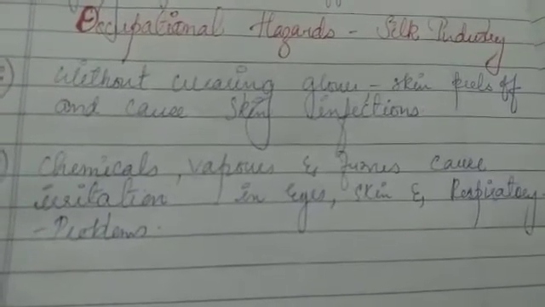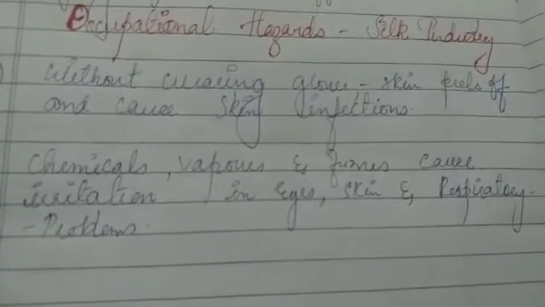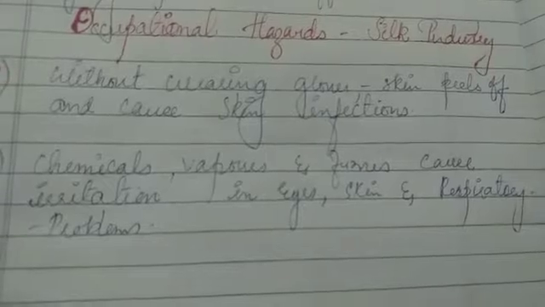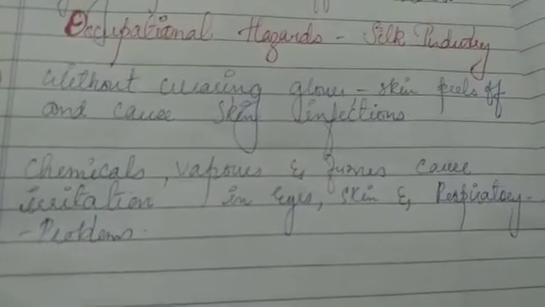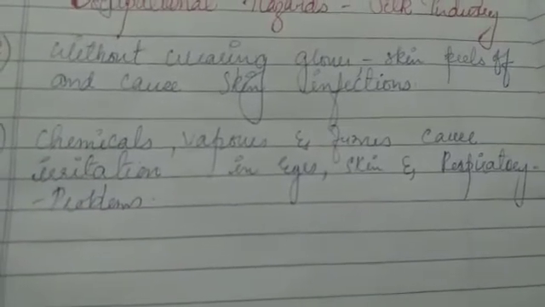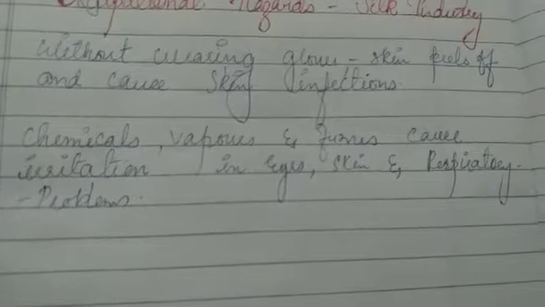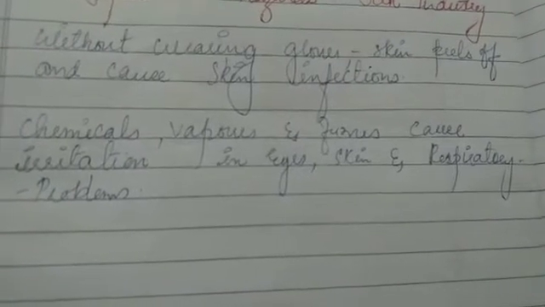First one is, if the workers are not wearing their gloves, what will happen? As they come in contact with boiling water, their skin will peel off and hence they will get skin infections. And due to the chemicals, vapors and fumes, what will happen? There will be eye irritation, skin irritation and respiratory problems.